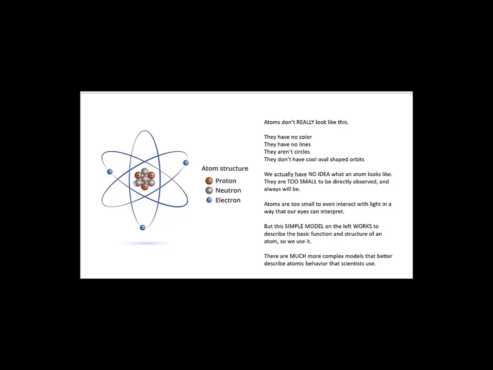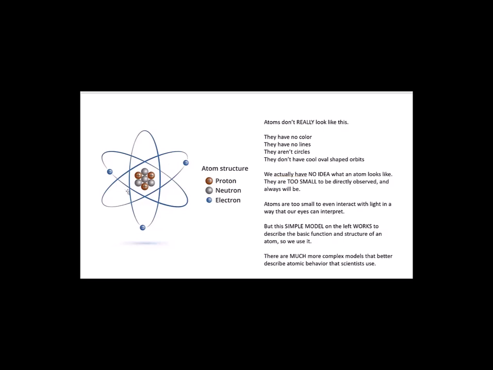We have no idea what an atom looks like because they're too small for us to see. They are too small to even interact with light in a way that our eyes can interpret. So a human will never, ever directly be able to see an atom. It's not possible for our anatomy. All we can do is come up with models like these, interpretations, drawings, whatever, that can predict what an atom is going to do.